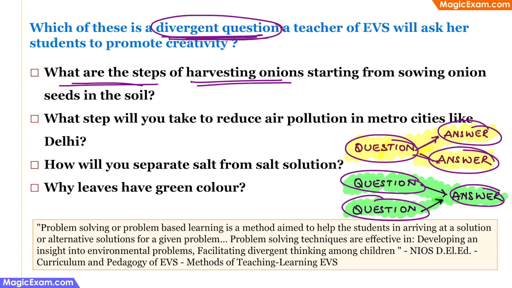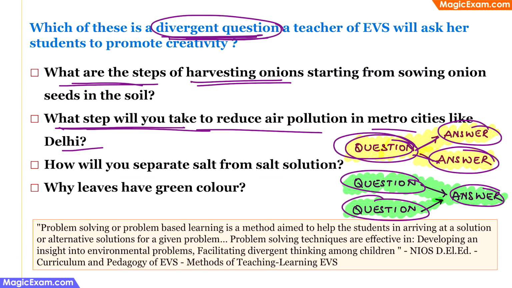Now the next one is, what step will you take to reduce air pollution in metro cities like Delhi? Now this is a divergent question, because each child might come up with his or her own answer, and all of them may be correct or partially correct. Therefore, the question can lead to various types of answers. So this is a divergent question. This is a question that is asking you to think outside the box and not just asking you for a particular answer. Now the next one is, how will you separate salt from salt solution?